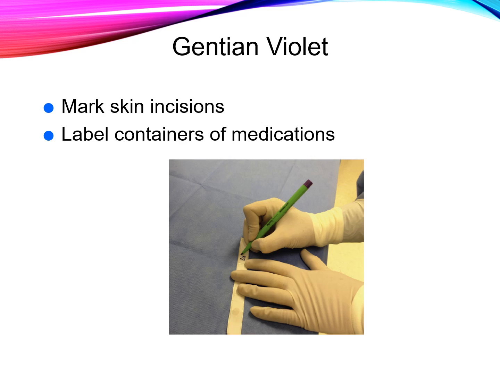And then gentian violet. This has been used to help mark skin incisions. It also can be used to label containers of medications. You can see right here that somebody scrubbed in as the surgical tech, and they have sterile labels and a marking pen, so they're using this to write out their medication labels. Also keep in mind that gentian violet is an antifungal, so it's going to work well topically in the oral cavity for thrush, can be used vaginally for yeast infections, and in the ear canal for fungal infections.